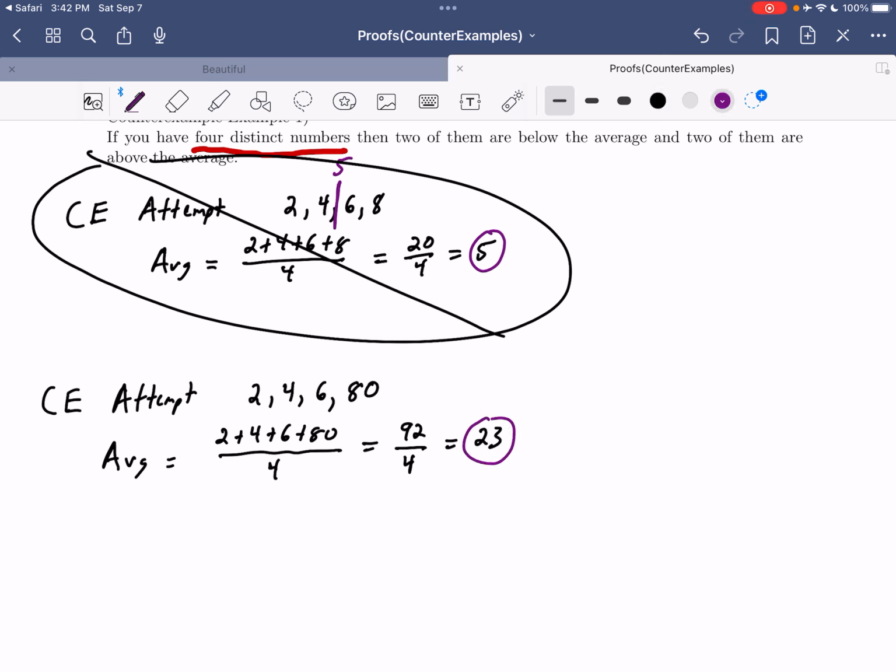If we look at that, that average now would be between those numbers, right? So that 23 would be right here.